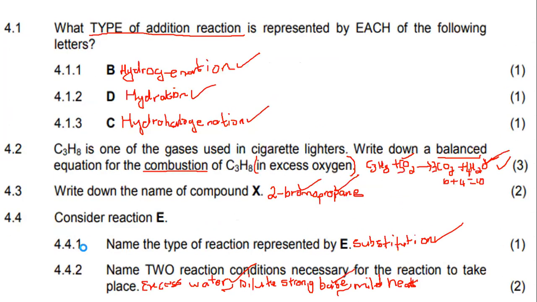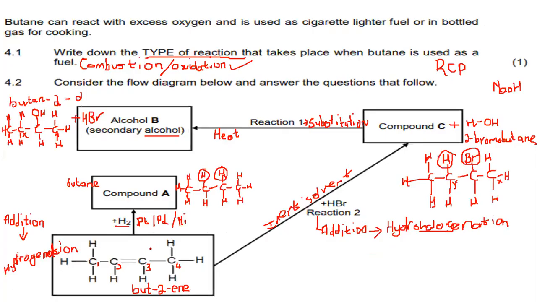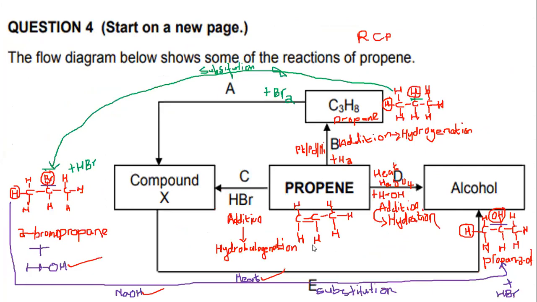So we check there. Plastics, those are synthetic materials derived from organic compounds. And remember, everything has to be there for you to get your 2 marks. Right. So those are synthetic materials derived from organic compounds. Then they tell us, name the monomer used to form polyethylene.